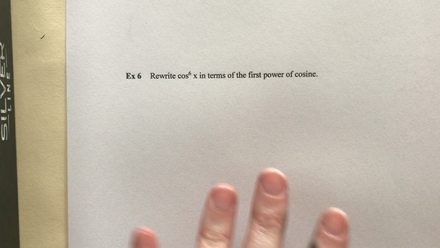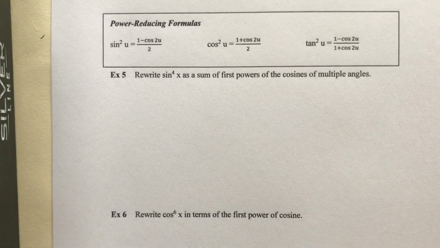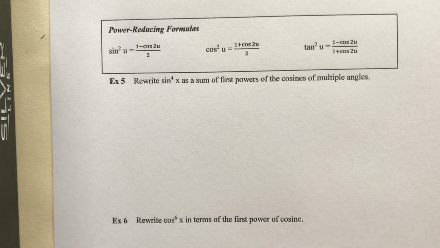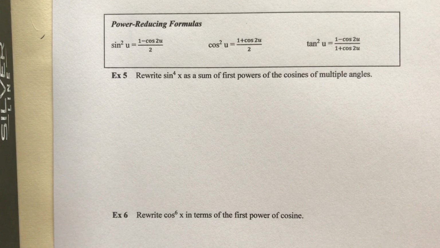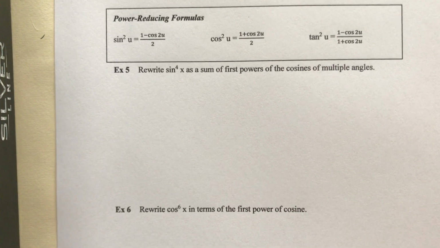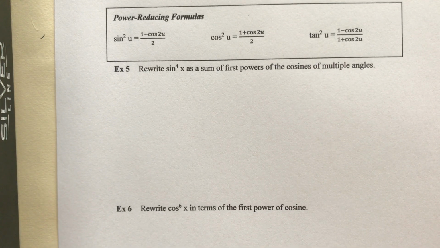Okay, so we have a couple more formulas we're going to go over in this lesson. These are called power reducing formulas. These formulas you can use to find squares.